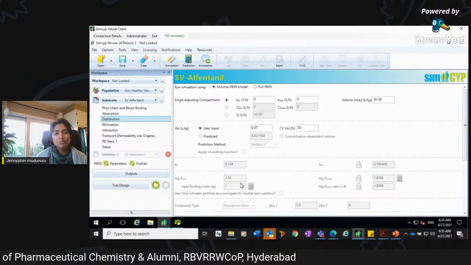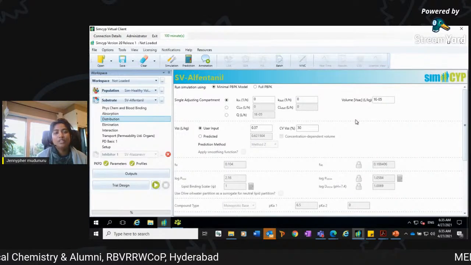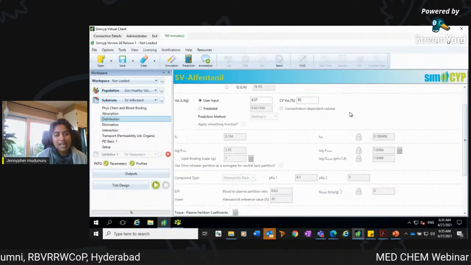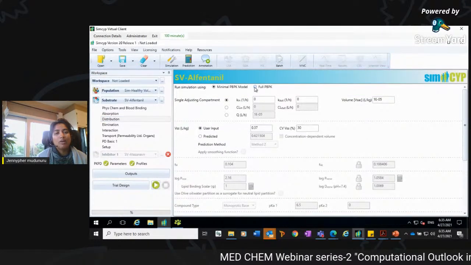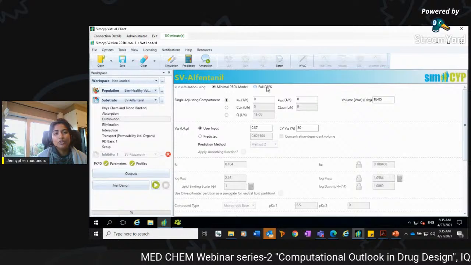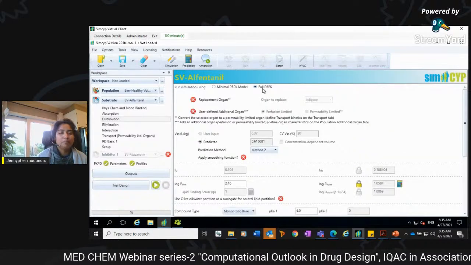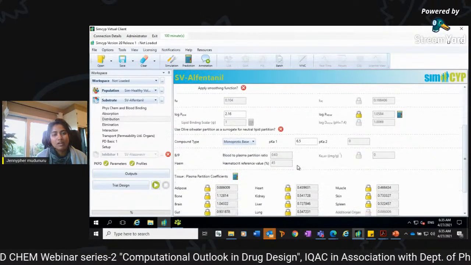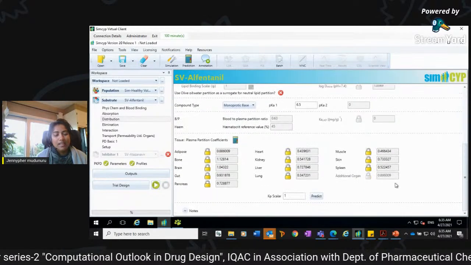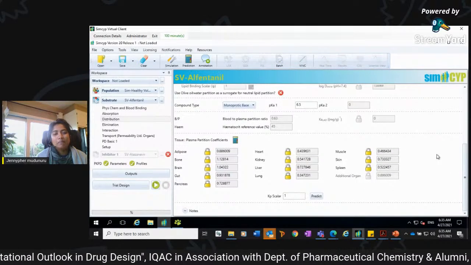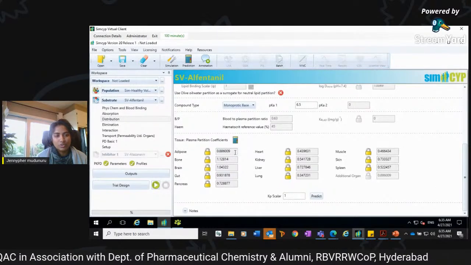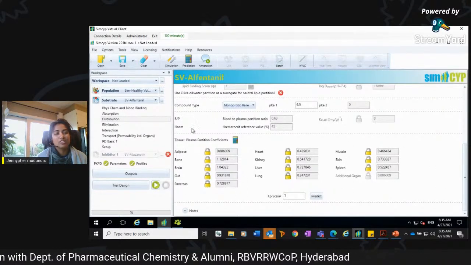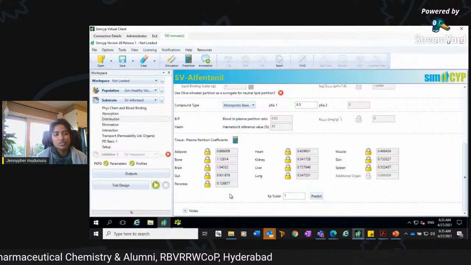And then there's the distribution part where you define your volume and your tissue distribution. So based on what amount of data we have, we can choose between a minimal or a full PBPK model and prediction methods. And that will determine how much drug is going to each of your tissues here based on their partition coefficients into those tissues.